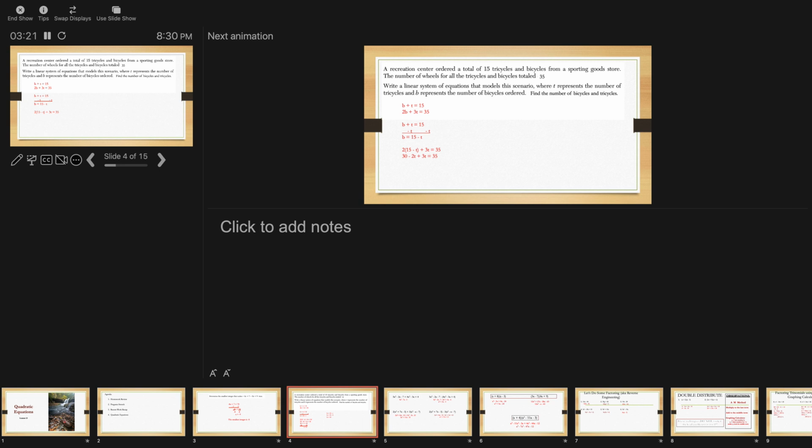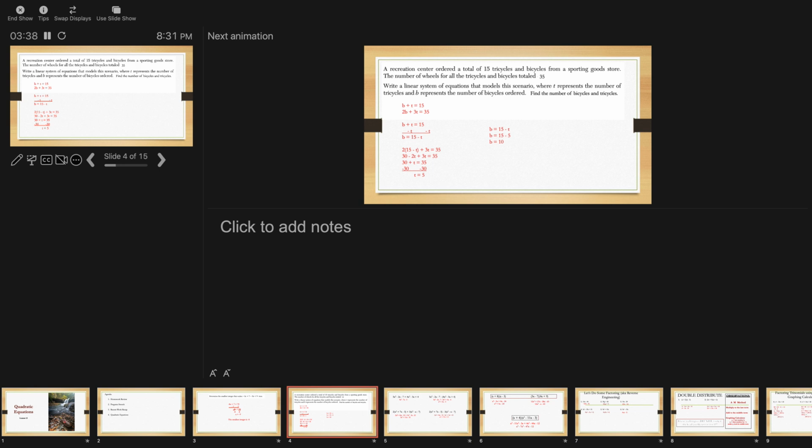Now I just solve that, distributing. 30 minus 2t plus 3t is 35. And then I combine like terms with my t's, subtract my 30, and I get that I bought 5 tricycles, or the people bought 5 tricycles.